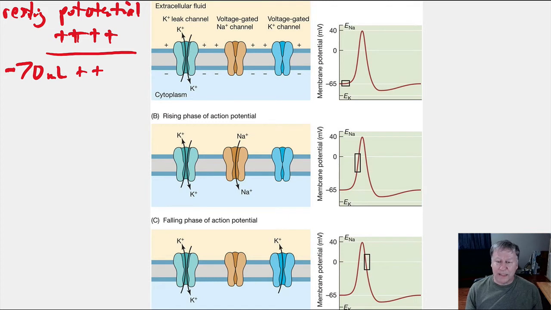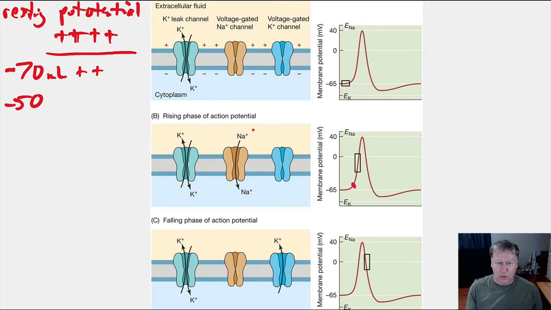We have now received enough signals that we have hit threshold. So the inside has gone from minus 70 to minus 50, and an action potential is going to be triggered. When the action potential is triggered, we hit the minus 50 right about here.